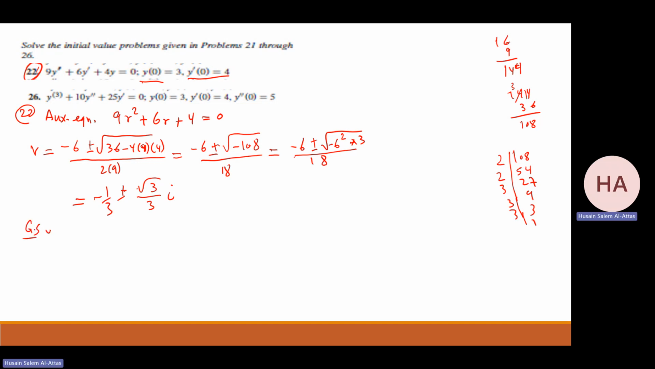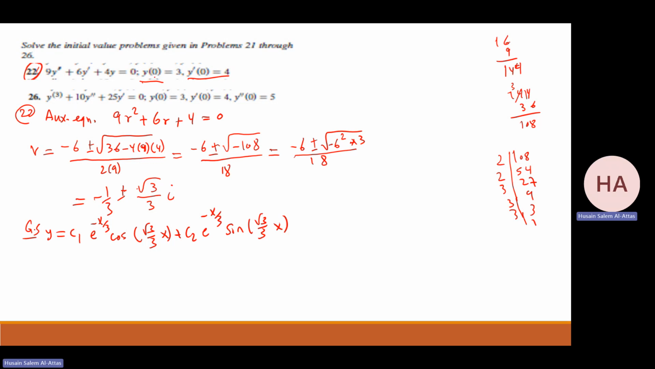So my general solution is C1 e to the minus x over 3 cosine of root 3 over 3 x, plus C2 e to the minus x over 3 sine. Yeah, it's a very complicated one. Why I chose it, I'm not sure. Okay, it's actually a suggested problem, so I must do it.